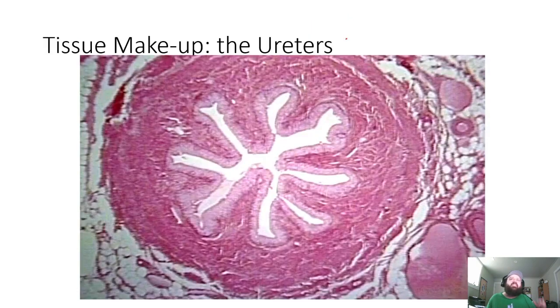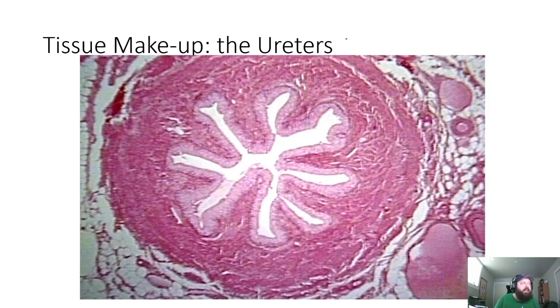So the kidneys connect to the ureter. In terms of functionality, the ureter simply transports urine from the renal pelvis to the bladder. It's also a retroperitoneal organ like the kidney. So again, it's embedded in the posterior wall of the peritoneal cavity. What we have in the ureter is a very similar tissue makeup to what we saw in the trachea, to what we saw in the digestive tract, to what we saw in the blood vessels.